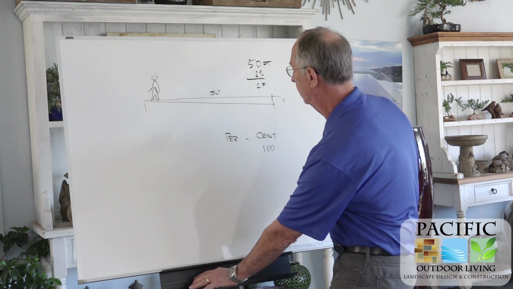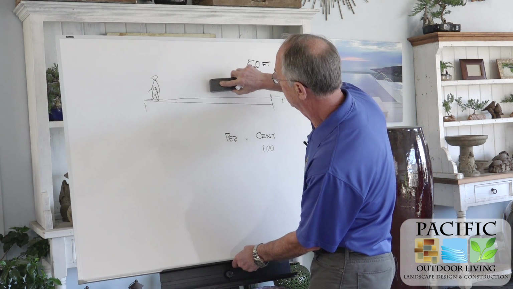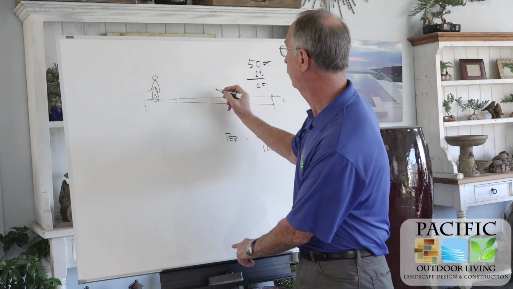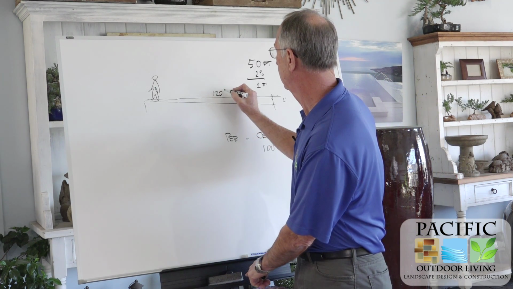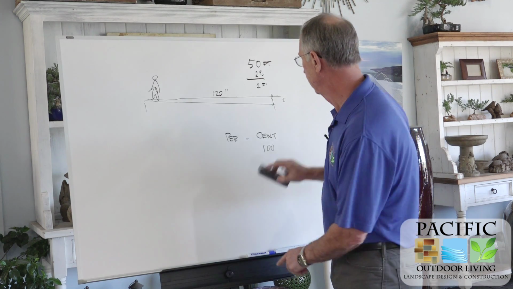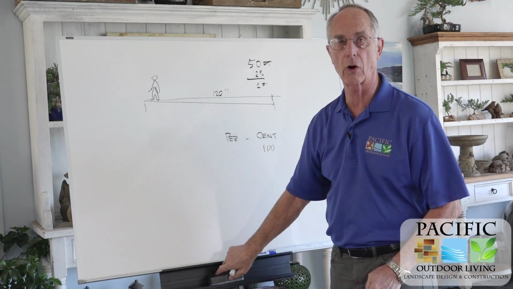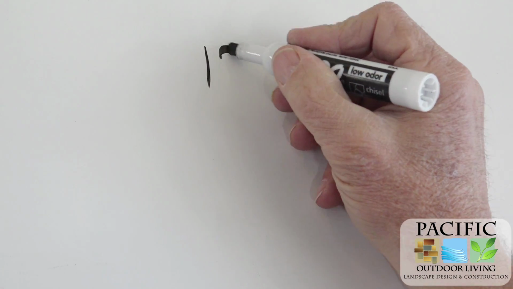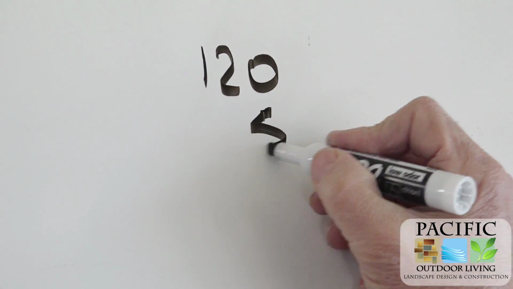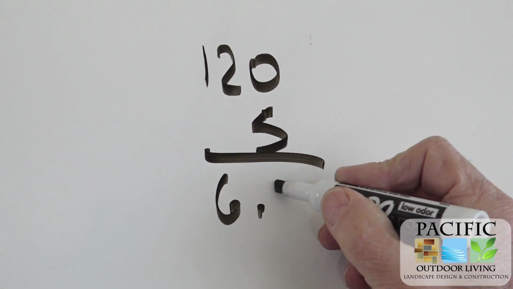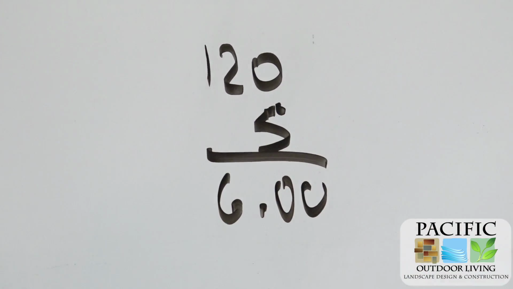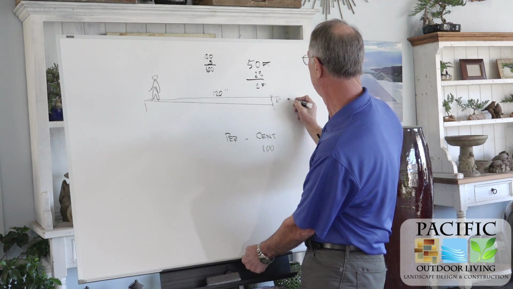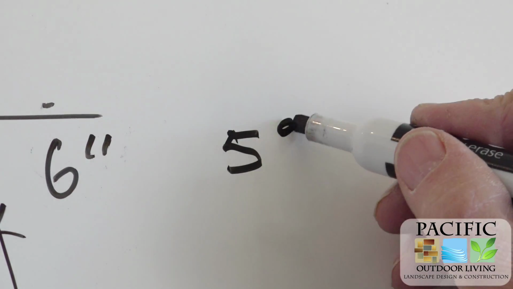So let's just do another example. Let's say you're doing something that's 10 feet, which is the same as 120 inches. In 120 inches, you're looking for a 5% slope. So you take your 120 inches and multiply that times 5, and that's going to turn out to be 6 inches, or 6.00. So this distance is going to be 6 inches, which is equal to a 5% slope.